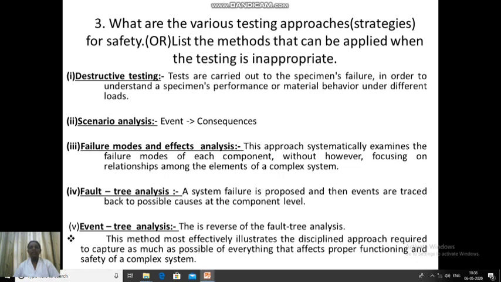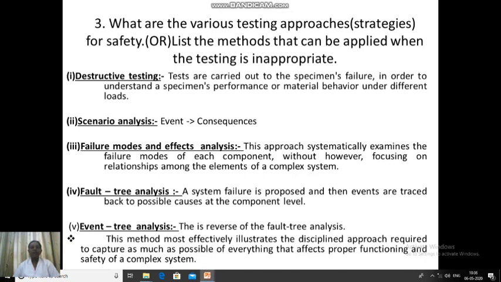Third question is, what are the various testing approaches or strategies for safety, or list the methods that can be applied when testing is inappropriate. The first one is destructive testing. Tests are carried out to the specimen's failure in order to understand a specimen's performance or material behavior under different loads. The second is scenario analysis, here even to consequences.